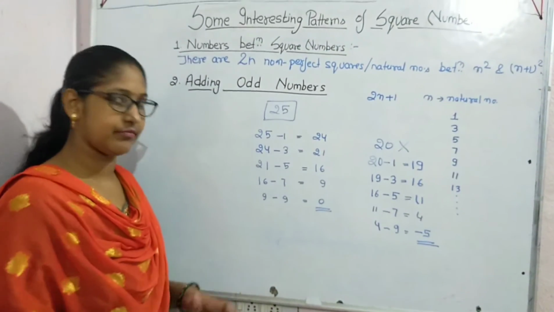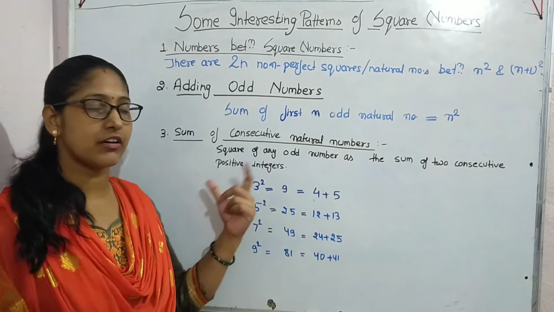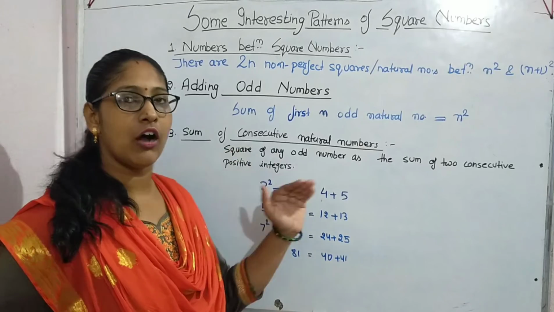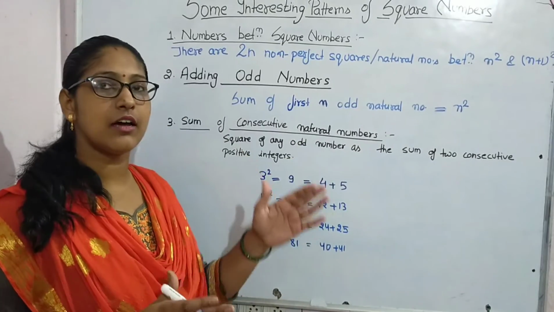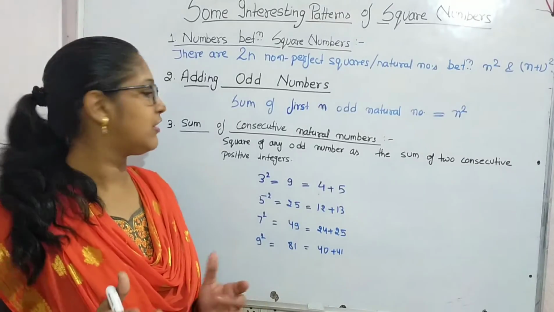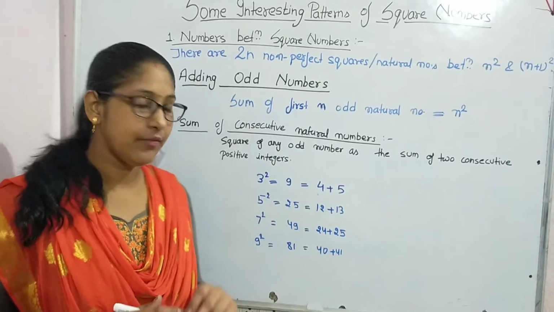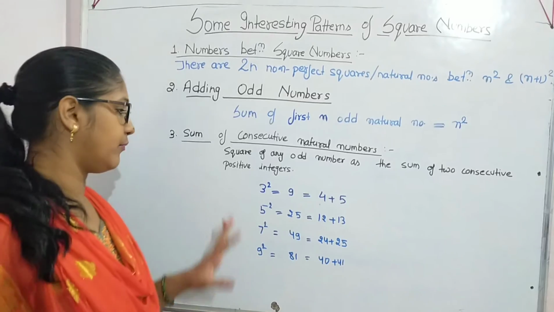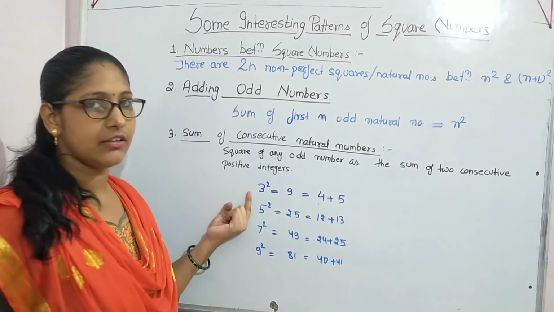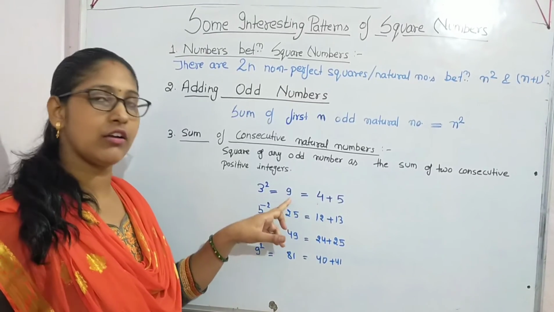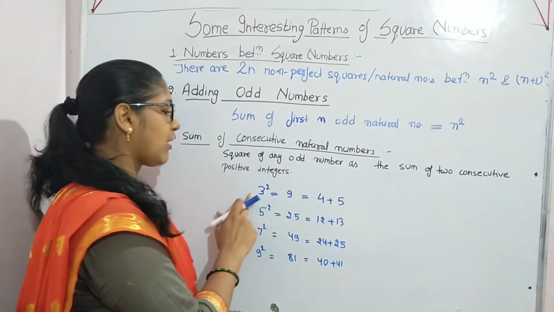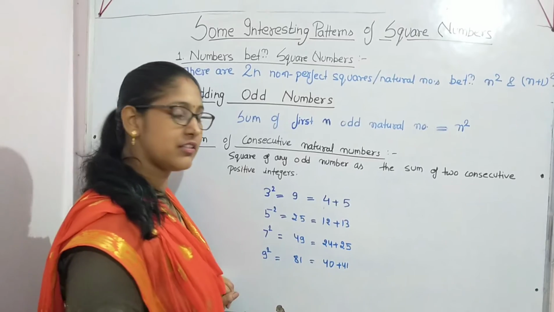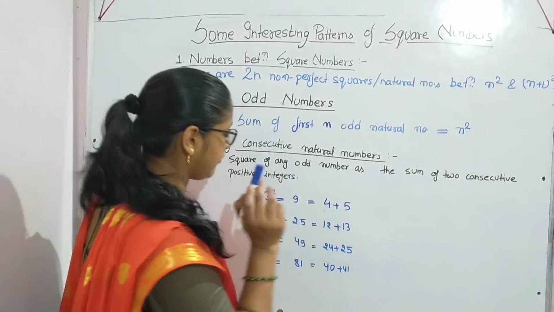Okay. This pattern is the sum of consecutive natural numbers. The square of any odd natural number is the sum of two consecutive positive integers. To learn this, let us take an example. Here 3 is our odd number. Then the square of 3 is also an odd number. Here the square of 3 is 9, which is the sum of two consecutive positive integers 4 and 5.